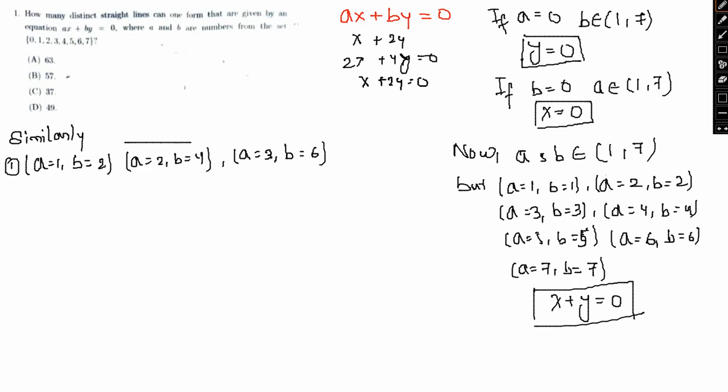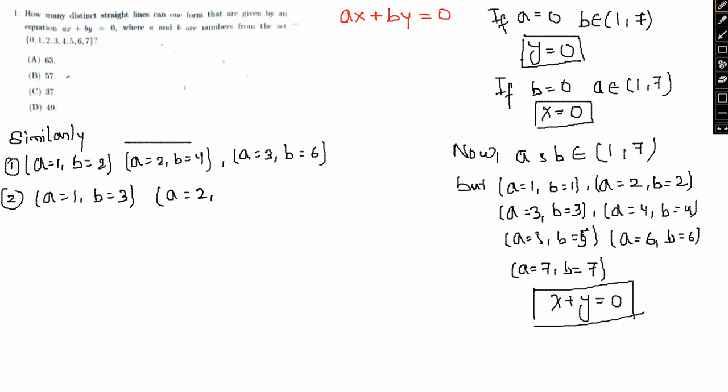And similarly in the case of a equal to 3 and b equal to 6, they will all essentially give the same equation. So we need to find such numbers which lie in this particular range. Similarly, if we take another look, a equal to 1 and b equal to 3 will give the same line, and similarly a equal to 2 and b equal to 6 will give the same line.